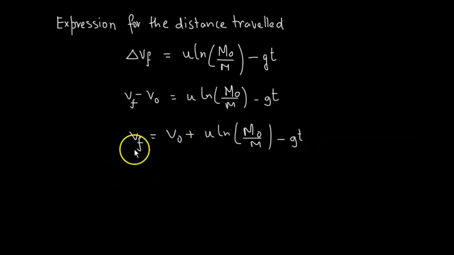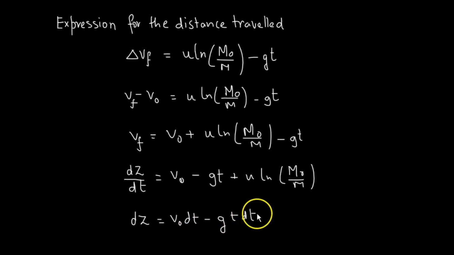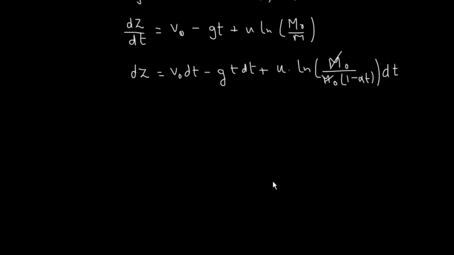Now we're going to express v as dz over dt. Separating the differentials gives us dz is equal to v naught dt minus g times t dt plus u times natural log of m naught over m dt. So instead of m, we'll replace it with m naught times 1 minus alpha t. So that m naught and m naught get cancelled. Then we are going to integrate each term.